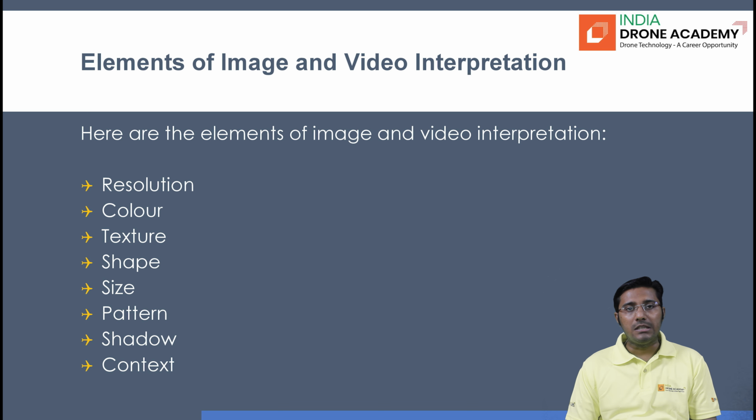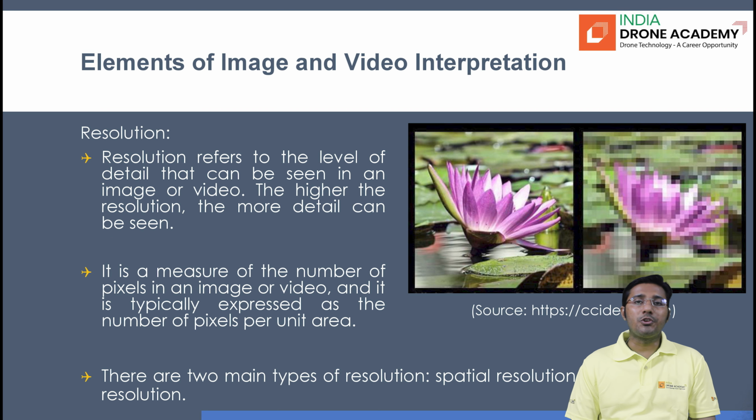Next is the color, the texture, the shape, size, pattern, shadow, and the context. We shall look into it one by one. Resolution. Resolution is one of the elements of image and video interpretation, and it refers to the level of the detail that can be seen in an image or a video.